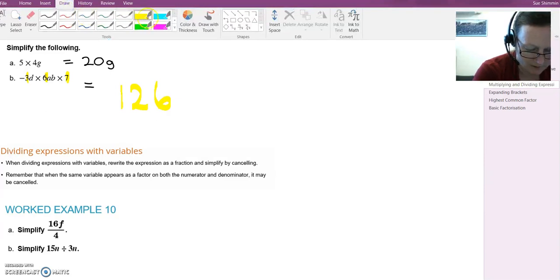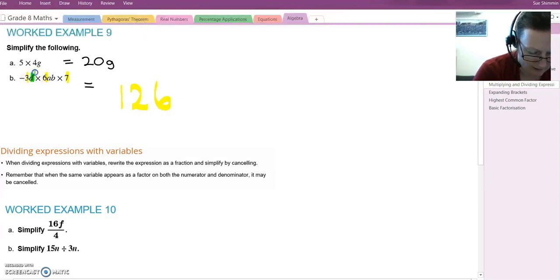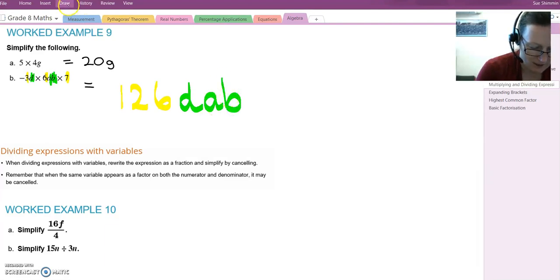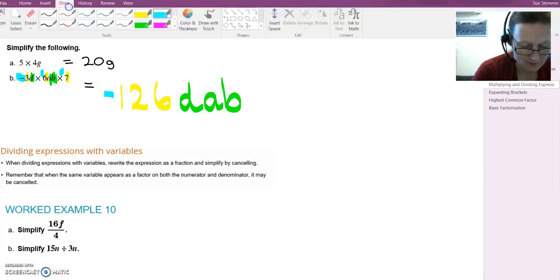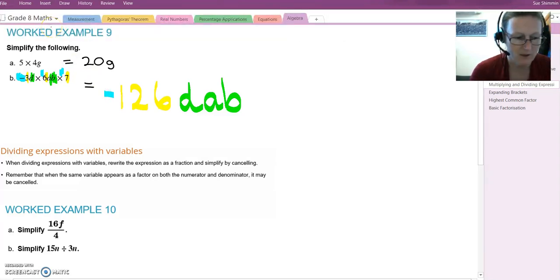So we've looked just then at the numbers. Now we're going to look at the letters. We've got a d and an a, b. So we just write d, a, b. And now we look at our signs. We have a negative times a positive times a positive. So a negative times a positive gives us a negative, times another positive gives us a negative. So that would be our answer, negative 126dab.